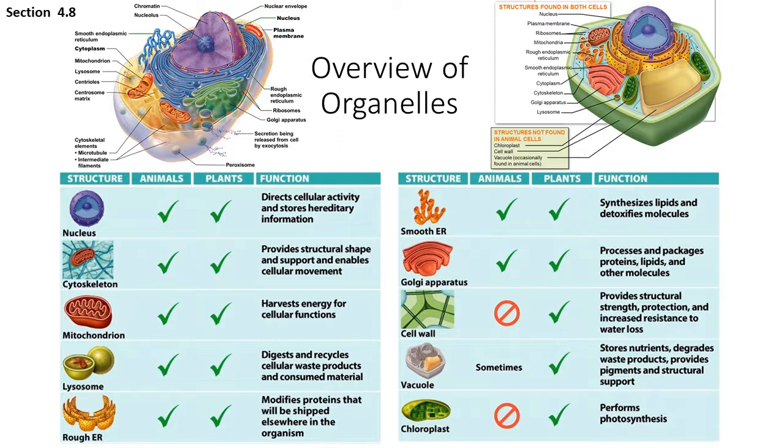The rough ER, present in both types of cells, modifies proteins that will be shipped elsewhere in the organism. Smooth ER synthesizes lipids and detoxifies molecules. The Golgi apparatus processes and packages proteins, lipids, and other molecules. It's also present in both types of cells.